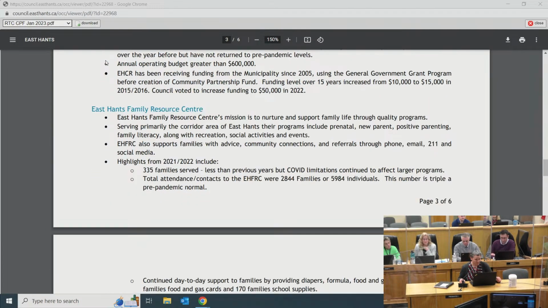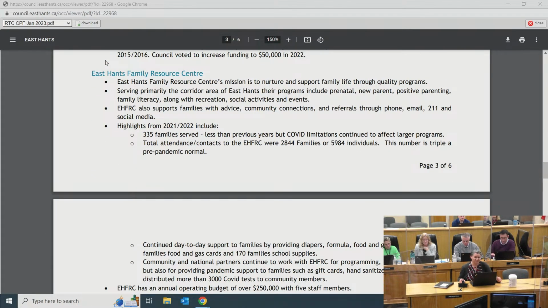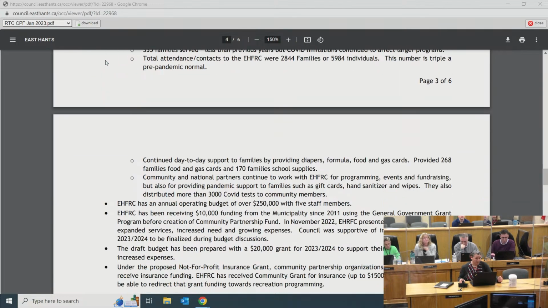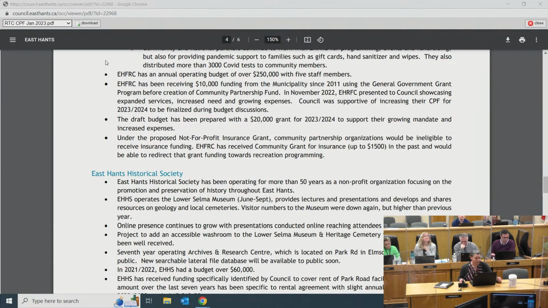And the East Hants Family Resource Center, you'll remember they were here in November. They have had a growing mandate, growing services, and increased need, and they did request an increase in funding. And Staff Grant Review Committee met and is recommending a $20,000 grant for 23-24.